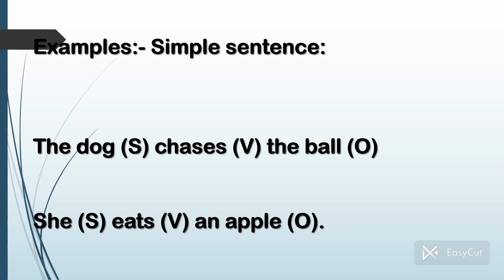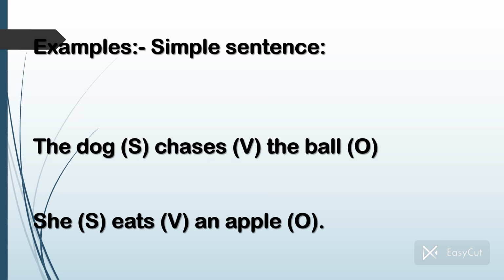Now, do you have any idea why the dog is the subject? Yes, obviously, because it is doing the action. Chases. Chases is showing us some action. Chases means to chase. पीछे भागना, to chase, to follow. The ball is object. And why is it object? Because ball पे काम किया गया है. The dog chases the ball.